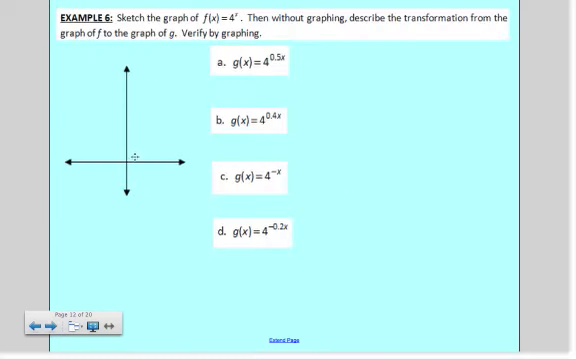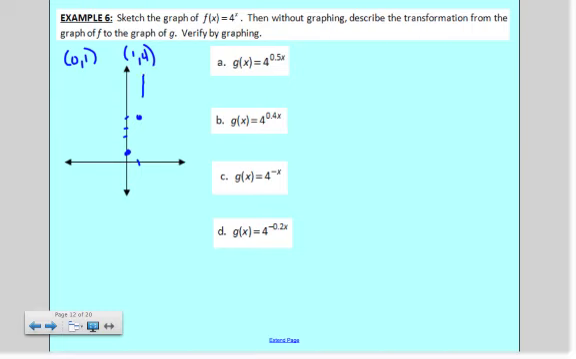Now the graph of 4 to the x looks a whole lot like the graph of 2 to the x. All you really need is 2 points to get the general idea. When x is 0, y is 1, and when x is 1, y is 4. You can see that this is going to be much steeper than 2 to the x, but it has the same shape.